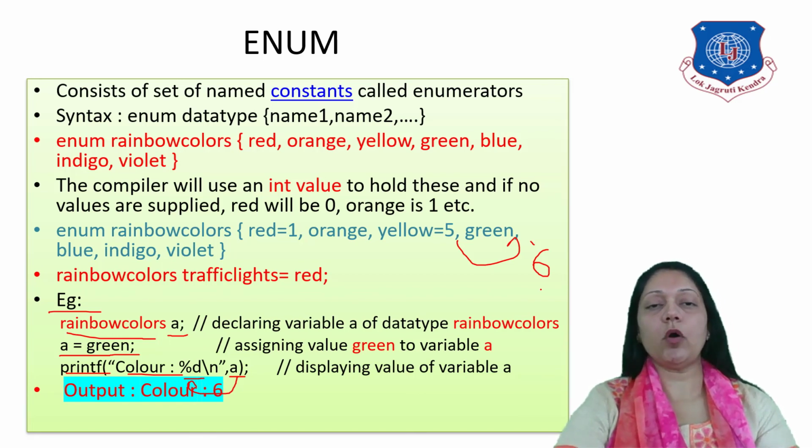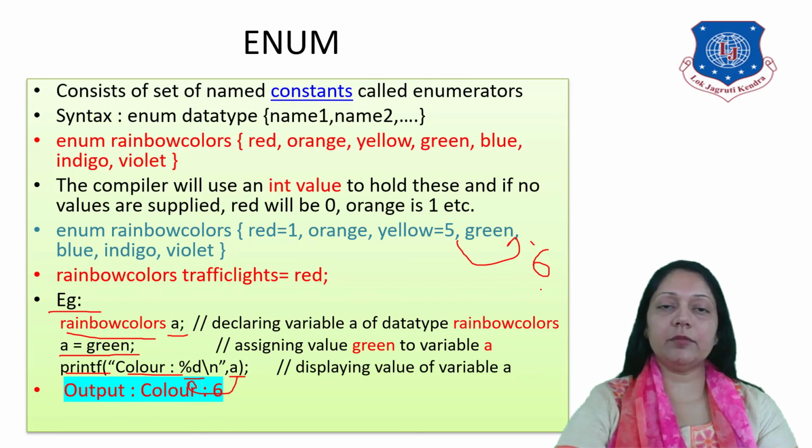So this was all about enum. Enum means a set of named constants, and each name will be given some value either by the compiler or by the user. So that's all for now.